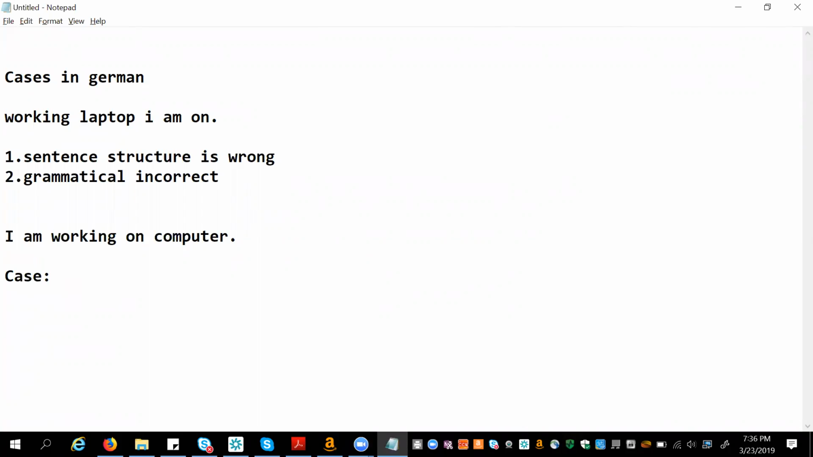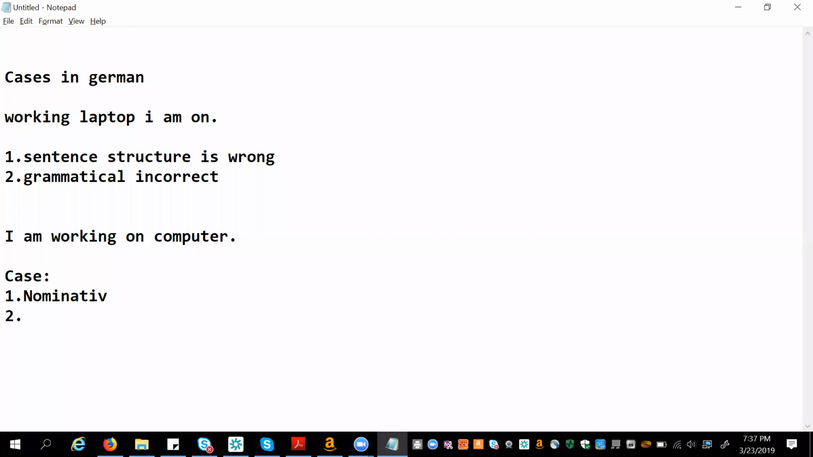So there are four important cases, right? It looks something odd for you guys. Maybe the first time you don't understand the structure formation, but with practice you will understand. Okay, so no problem with that. So nominative is the first case in German.